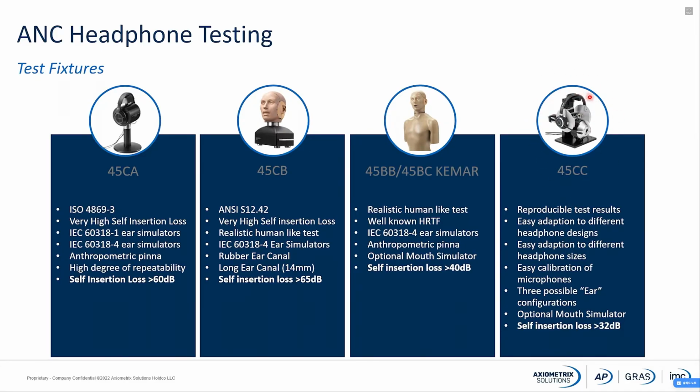And last but not least, we have the 45CC, which is the most popular fixture when it comes to regular headphone testing. And it's very versatile. We can equip it in so many ways. We can even include a mouth simulator. We can have many different types of ear simulators and rubber pinna and so on. It's very, very flexible. We can change the dimensions of the whole fixture to accommodate different sizes of headphones and headsets. The problem with this is that the self-insertion loss is way lower than the other fixtures that we have seen before. So this is something to consider whenever you are performing an ANC test with a fixture like the 45CC.